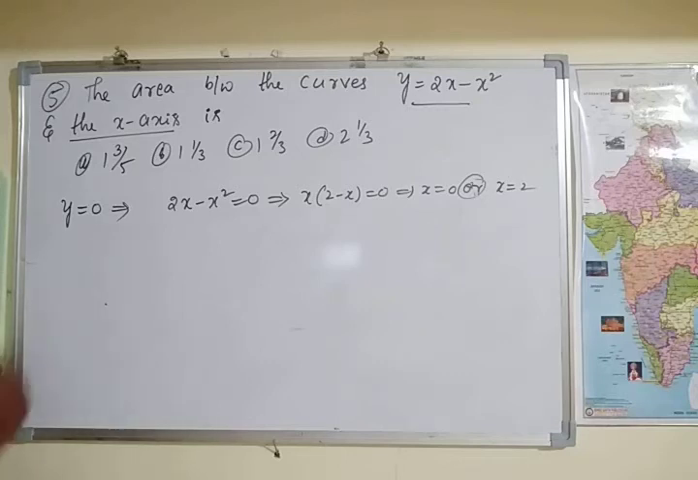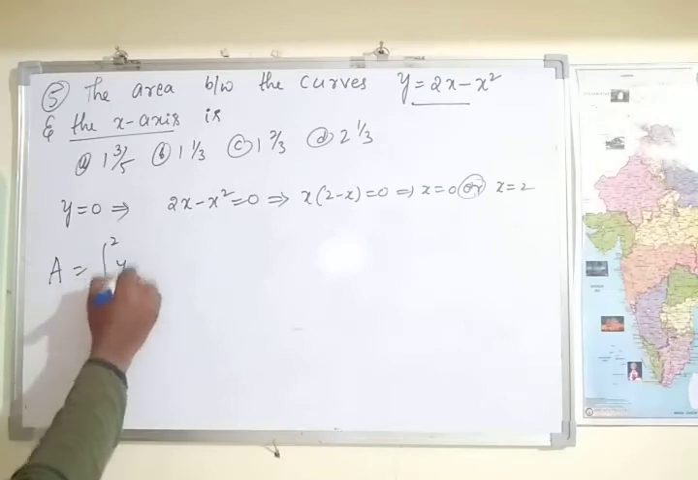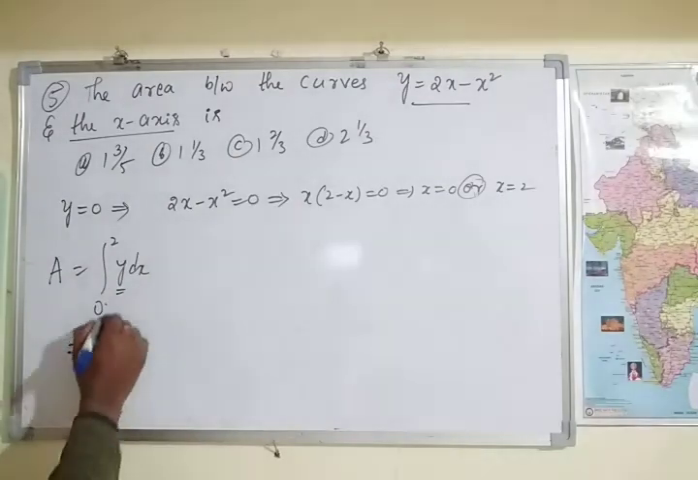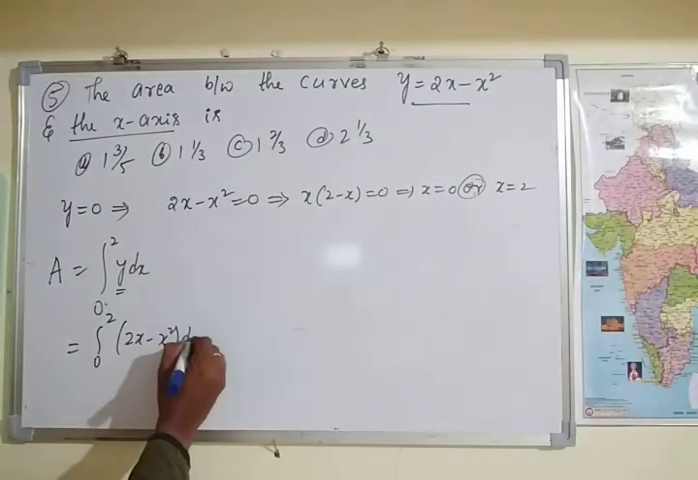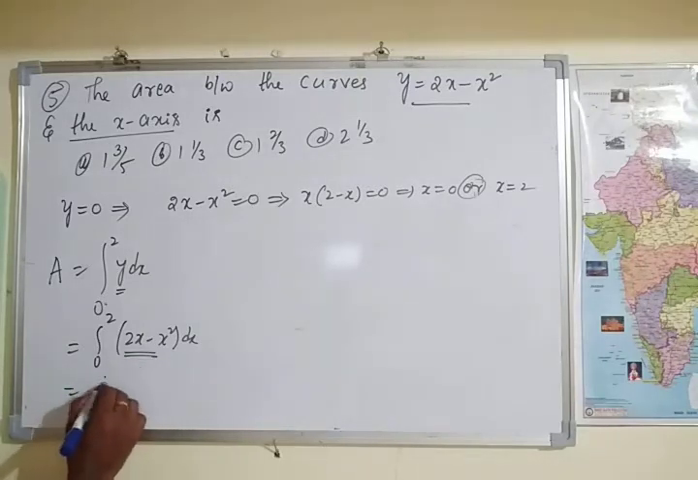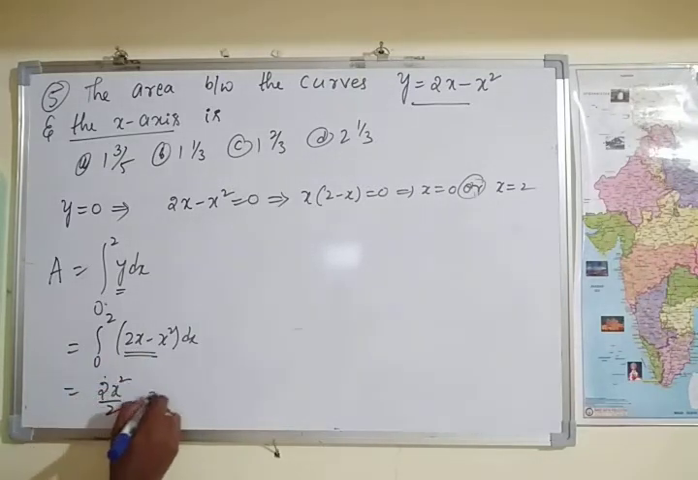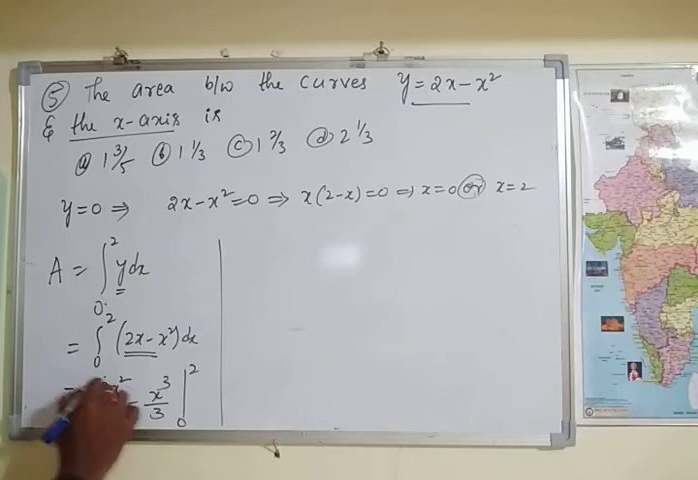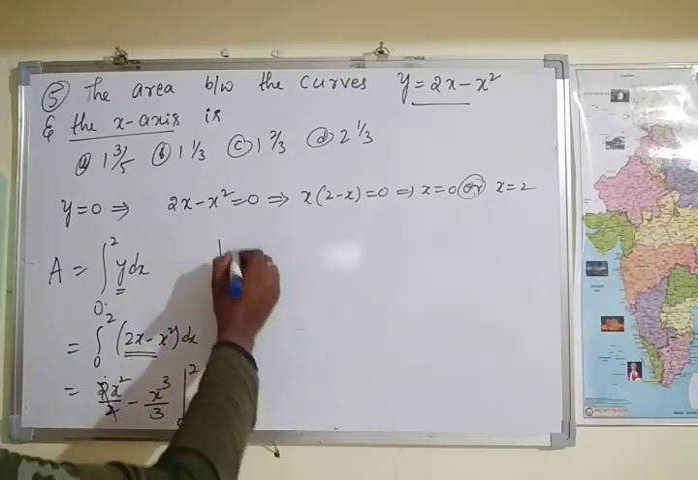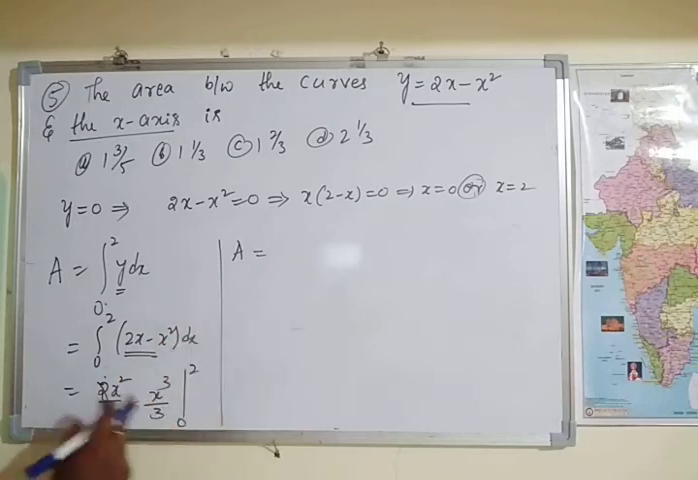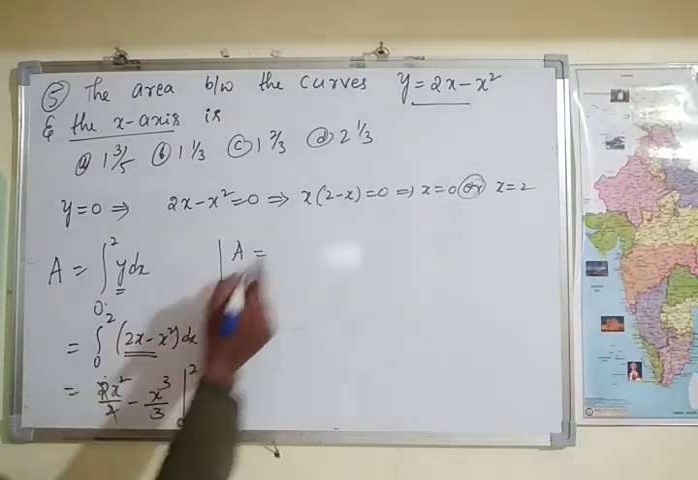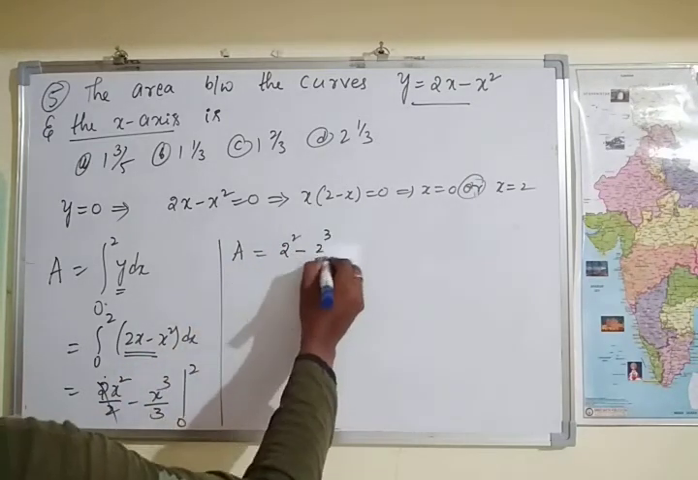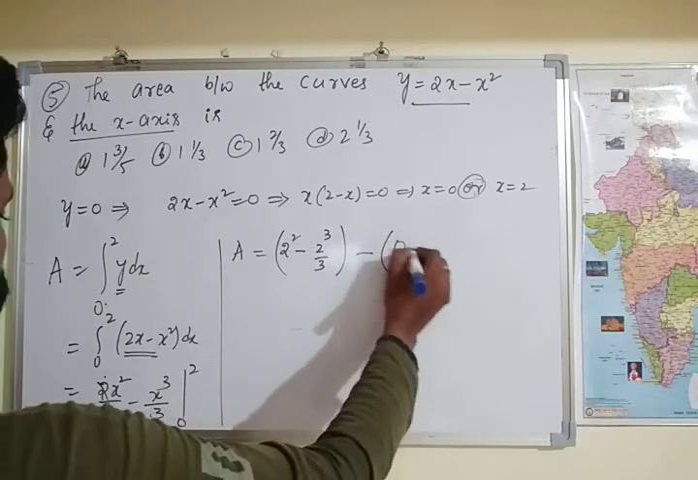So now A is equal to the integral from 0 to 2 of y dx, where y is 2x minus x square. The integral of 2x minus x square dx from 0 to 2: 2 into the integral of x is x square by 2, minus the integral of x square is x cube by 3, from 0 to 2. Next, the 2 gets cancelled. A is equal to, upper limit is 2, substitute x equals 2: 2 square minus 2 cube divided by 3, minus 0 minus 0.